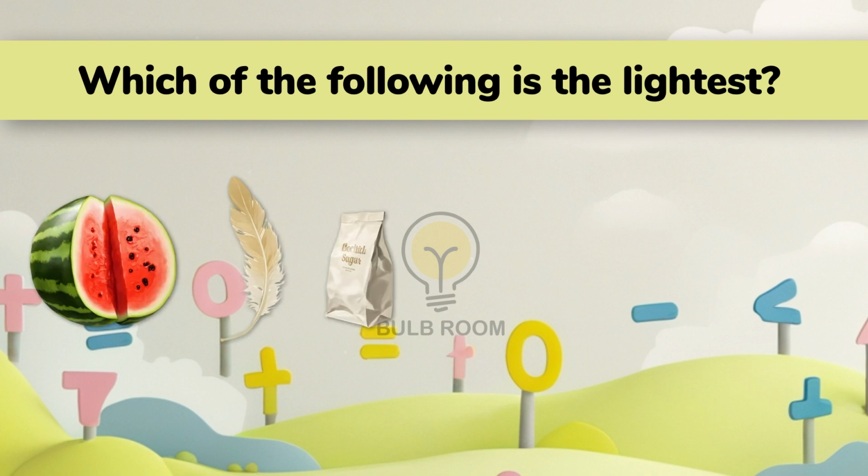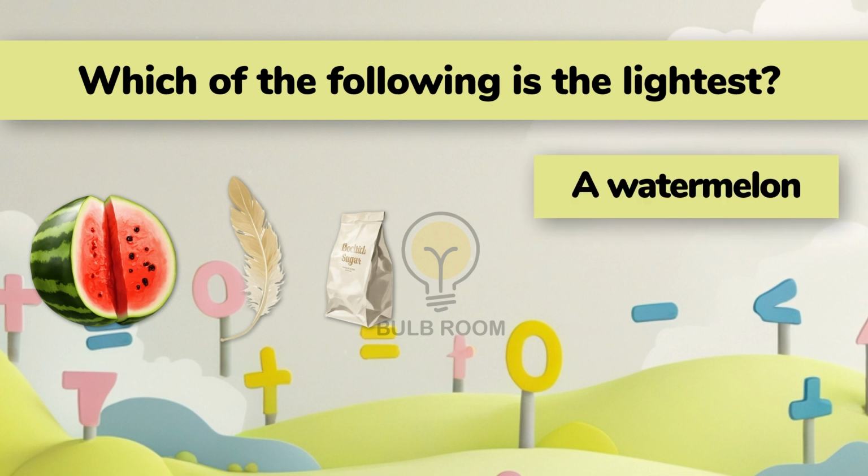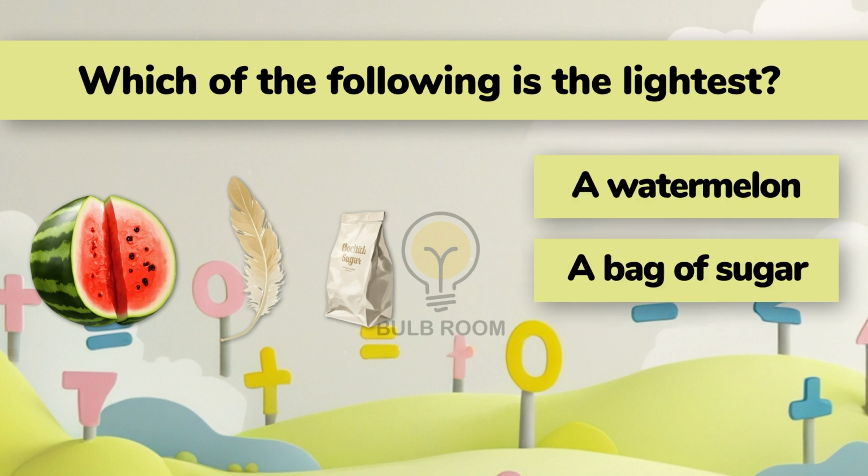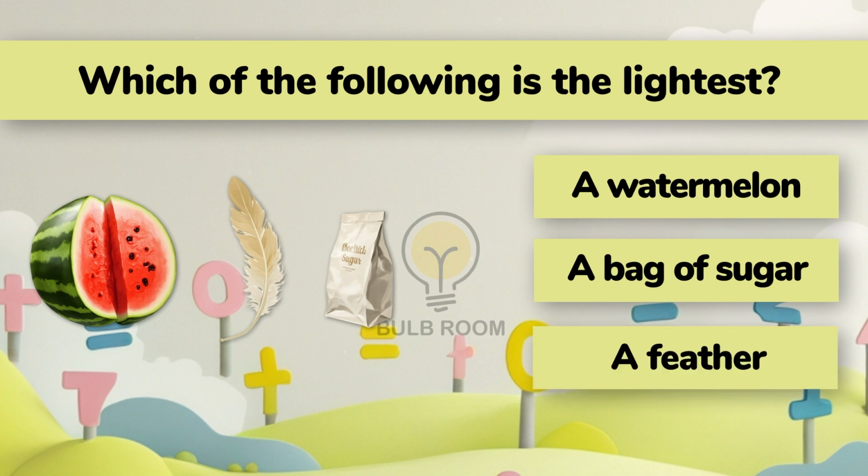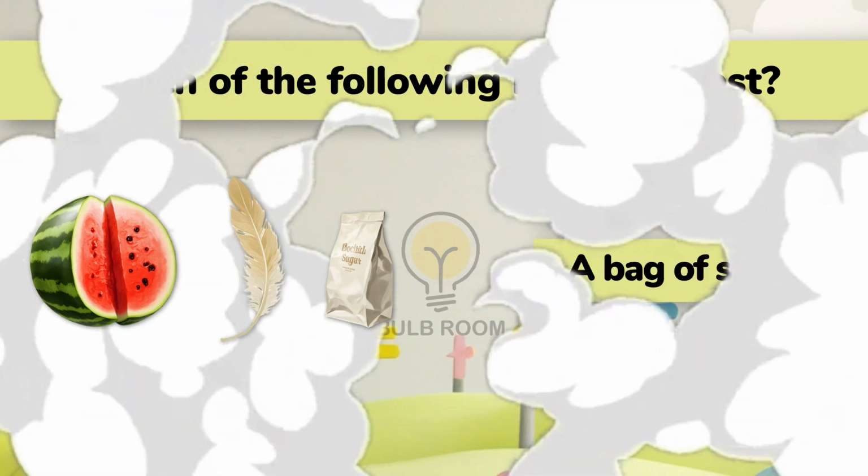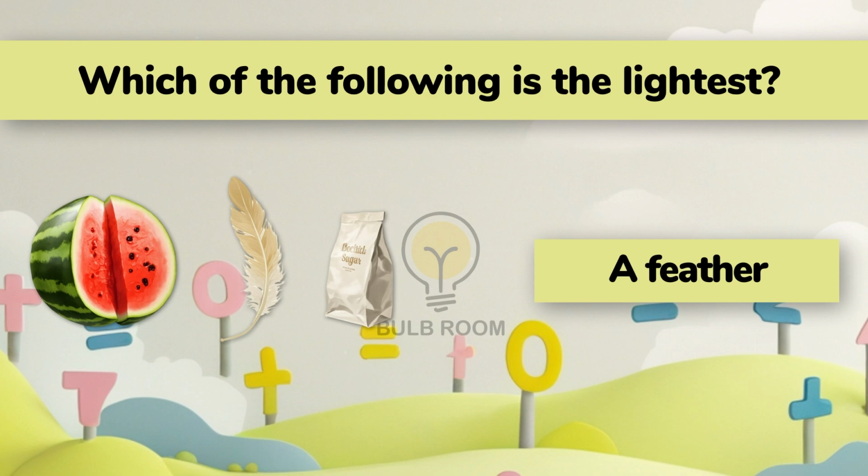Which of the following is the lightest? A watermelon. A bag of sugar. A feather. The right answer is A feather.